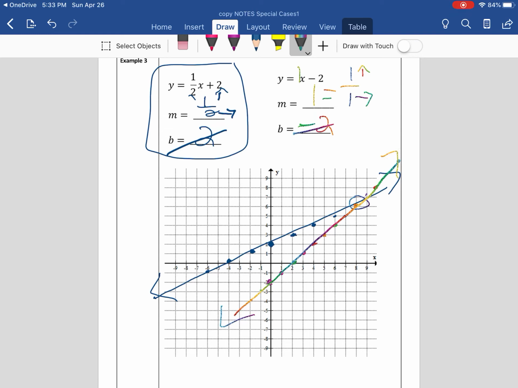I like that color. Now, I wouldn't write infinitely many solutions because they are not the same line. I would not write no solution because they are not parallel. This has one solution, and the answer needs to be written as an ordered pair. Where do these two lines intersect? At the 8 and the 6. 8 and 6. That is the answer to that graph.